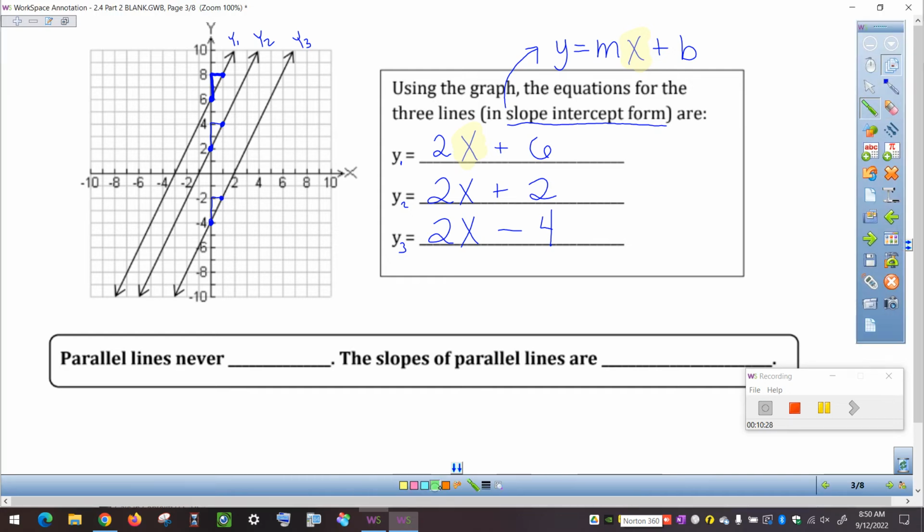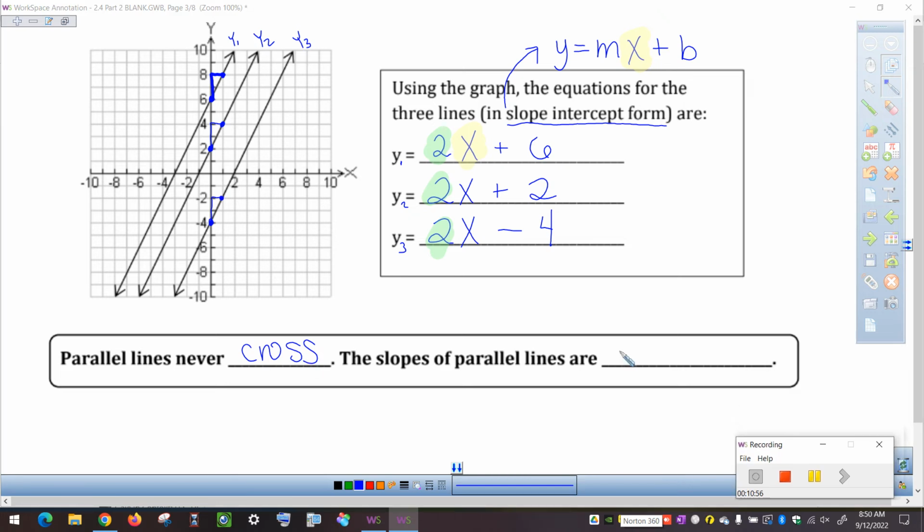So notice that they have different y-intercepts, so they're in different places on the graph, but they all have exactly the same slope. And so we can see that when the slopes are the same, if the steepness is exactly the same, these lines are never going to cross. And so the special name we give to that is we say that they're parallel. So parallel lines never cross. That's the first thing. And what makes it so that they never cross is that the slopes of those lines are exactly the same.